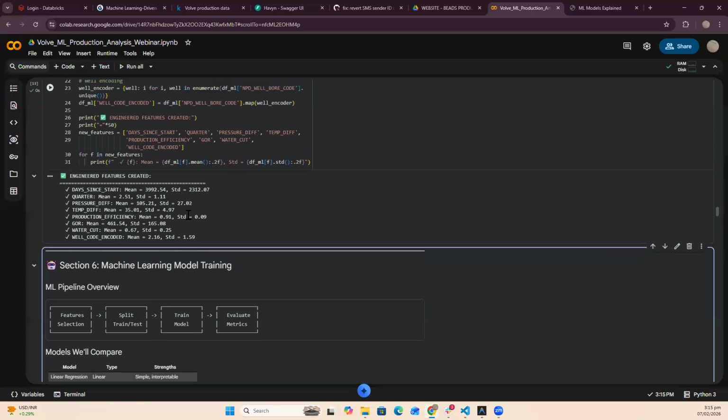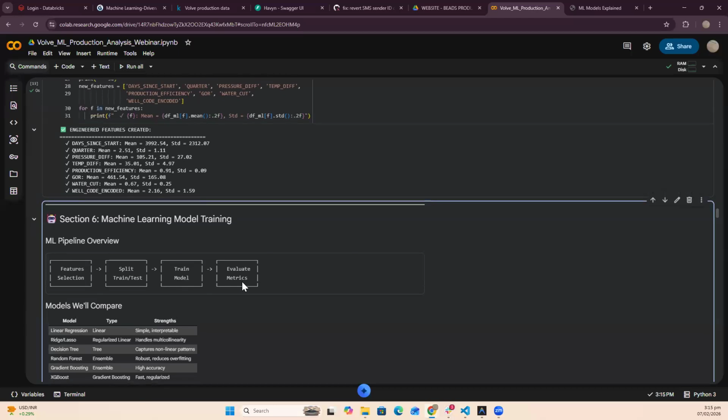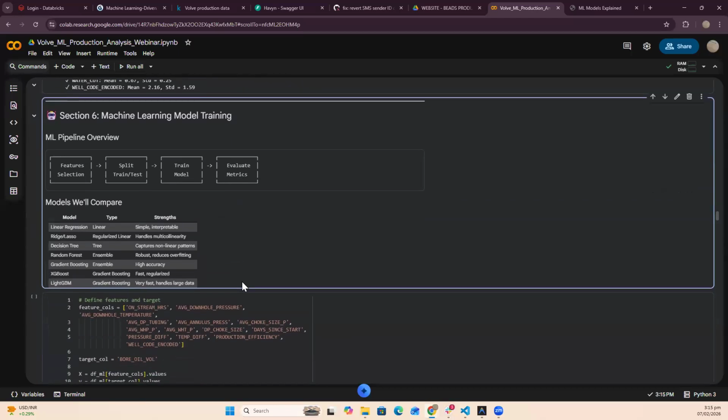So now we've created all these features and we've added them to the data sets. Now, model training. We've gotten our data, we've done some preparation, and now we are coming to do the training. For the training, we have feature selection, which is the kind of features that we are going to use.